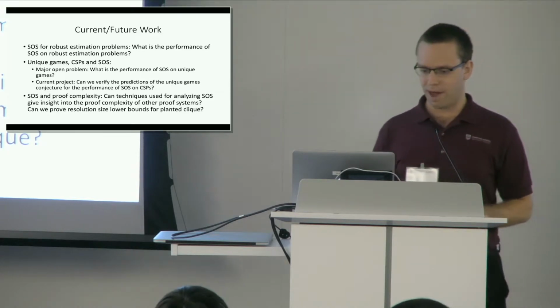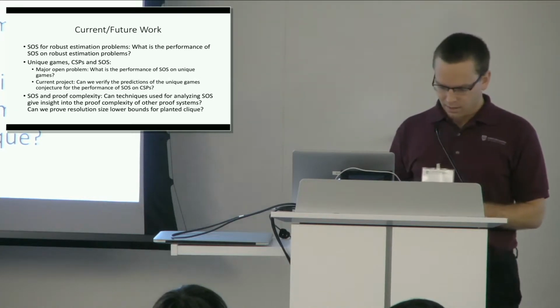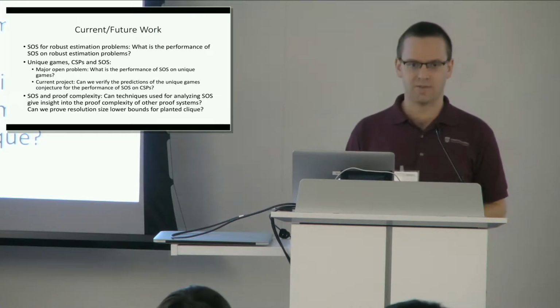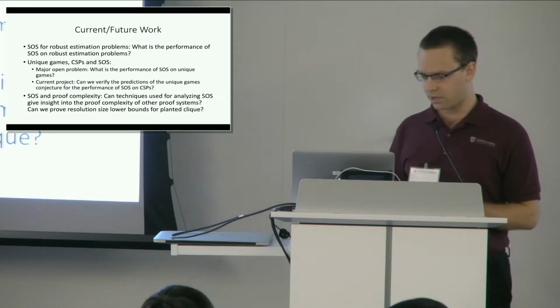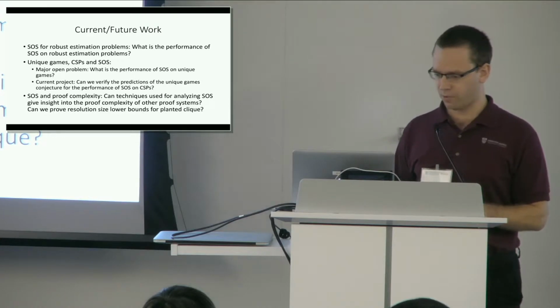And a third thing I'm thinking about is sum of squares and proof complexity. In particular, can techniques used for analyzing sum of squares give insight into other proof systems, such as resolution? And in particular, can we prove resolution size lower bounds for the planted clique problem?